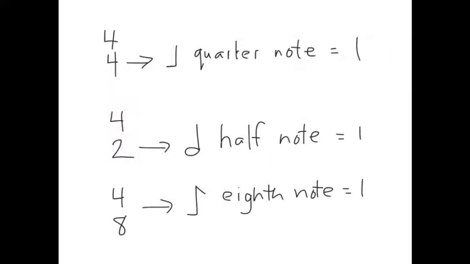So remember, if you see a 4 on the bottom, that means a quarter note equals 1 beat. If you see a 2 on the bottom, that means a half note equals 1 beat. And if you see an 8 on the bottom, that means an eighth note equals 1 beat.